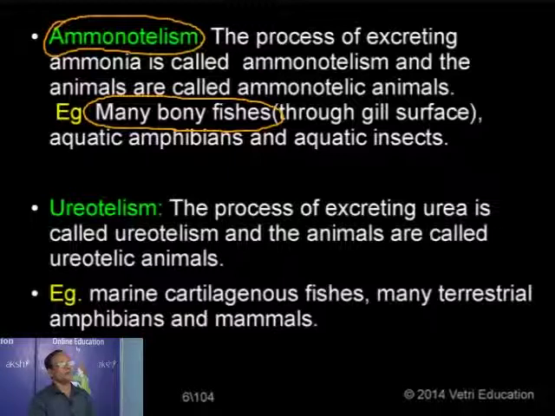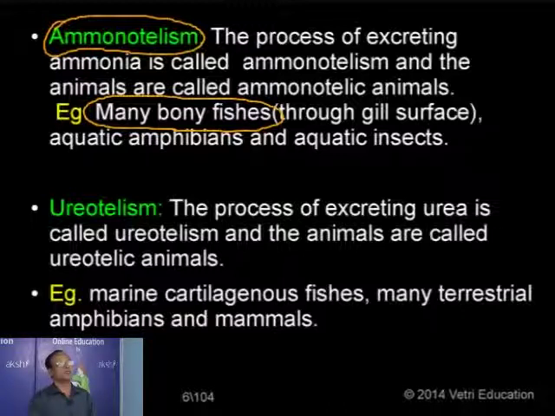Some aquatic amphibians, not many, and similarly some aquatic insects, those that go down, diving and living submerged in the water, not on the surface, excrete ammonia. So the major waste product in the case of bony fishes is ammonia. A little bit also we have in the case of aquatic amphibians and aquatic insects, where the waste product is ammonia.